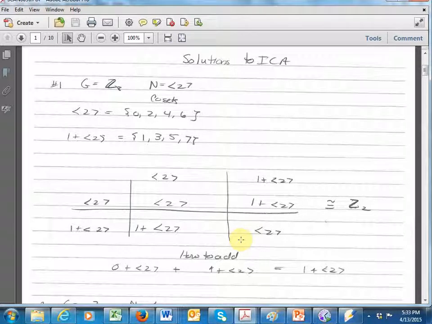If you place them in the group setting with the Cayley table, and I put a little direction here of what I mean by adding, we add cosets by adding the components out in front, so we get 1 plus 2. So we're able to fill in the table. And you can look at that and see that it's going to be isomorphic to Z2.